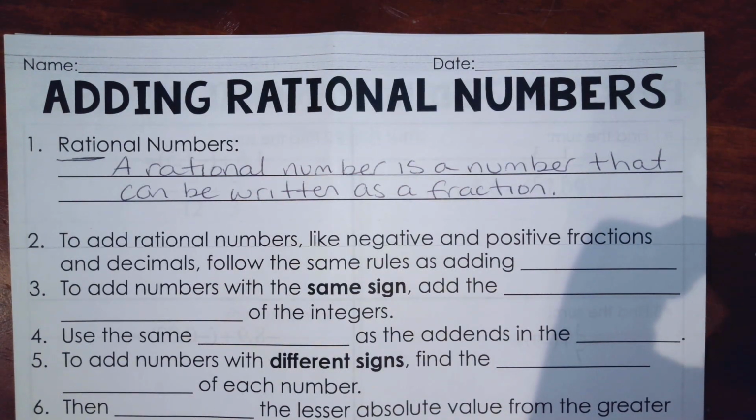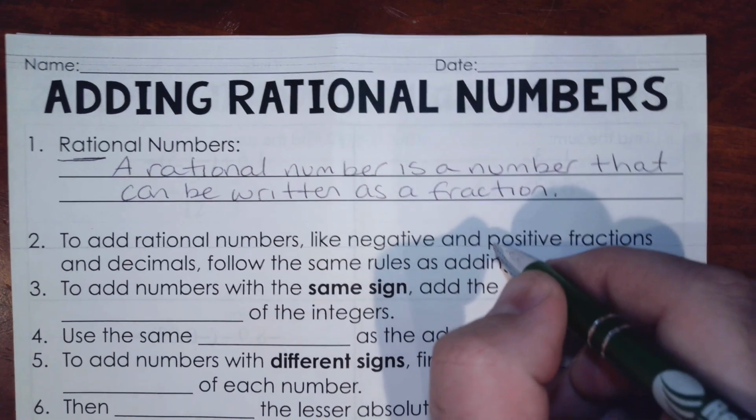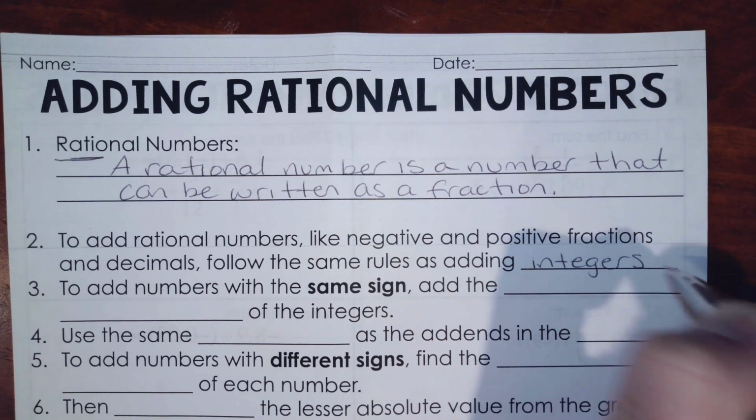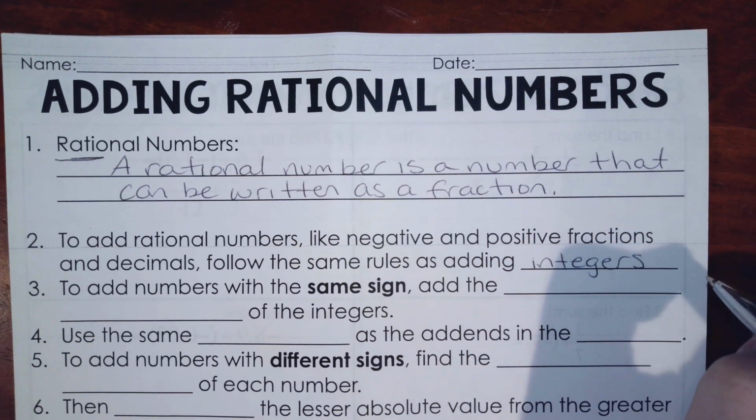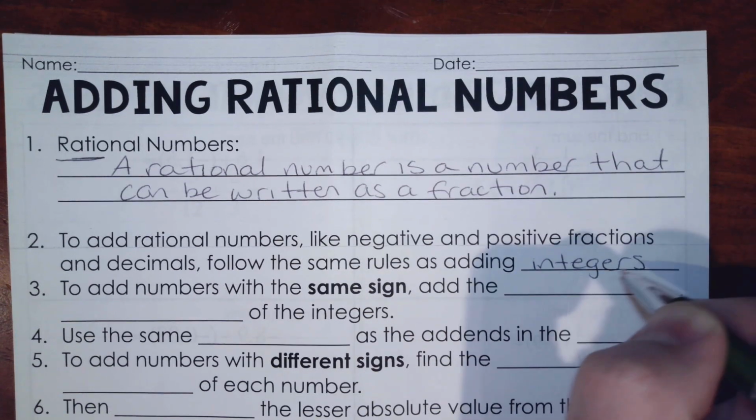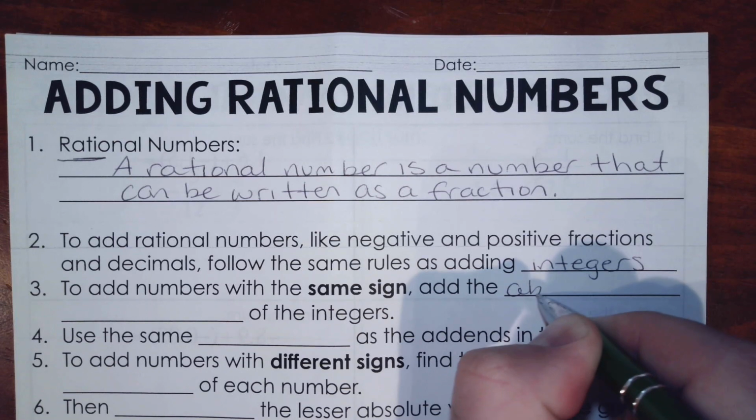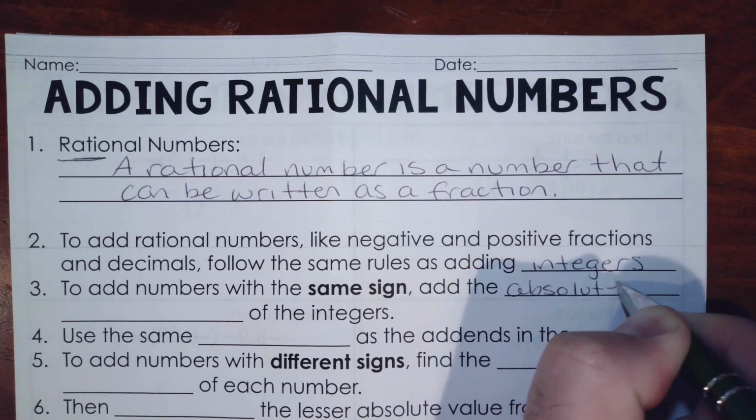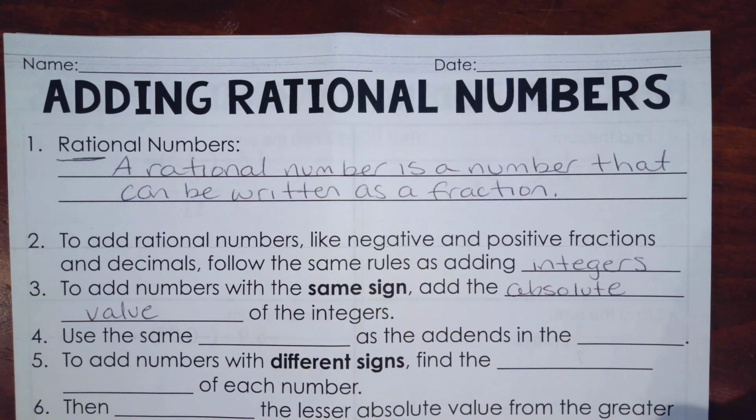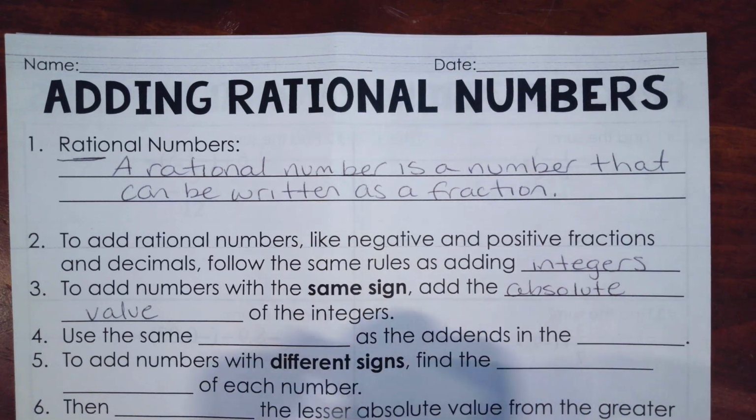To add rational numbers like negative and positive fractions and decimals, we follow the same signs as adding integers together. So to add numbers with the same sign, we add the absolute value of the integers. And we use the same sign as the addends in the sum.